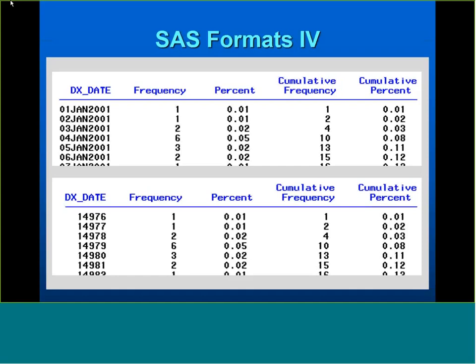But if you look up top and I apply the format statement to it, that date 9 format, you'll see here that it converts the 14,976 to 01 Jan 2001. So that's a date that I can understand. And like I said, why I like that date 9 format is because it puts the month not as a number, but actually as alpha characters.